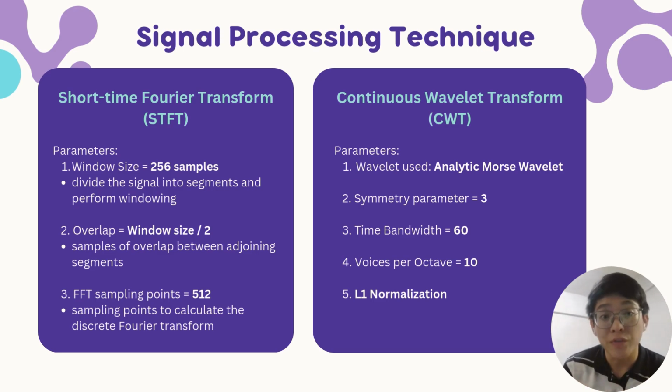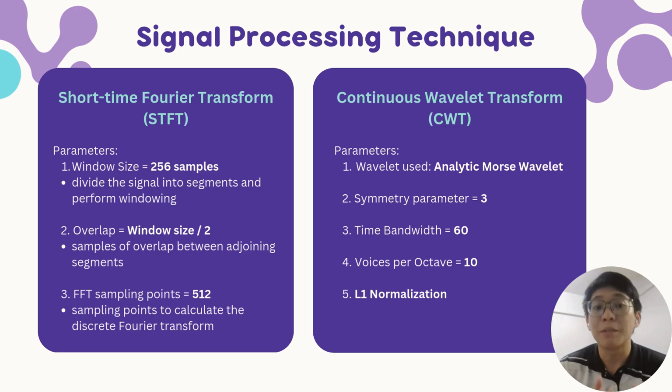Let us move on to continuous wavelet transform, CWT. There are five parameters in here. In continuous wavelet transform, there are a lot of types of wavelet. For our case, we use the default one, which is the analytic Morse wavelet. The analytic Morse wavelet is specifically designed for continuous signals, which is suitable for a non-stationary signal like EMG, making it ideal for applications requiring time frequency analysis.